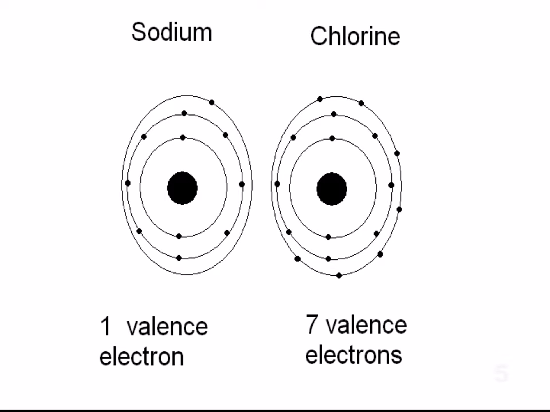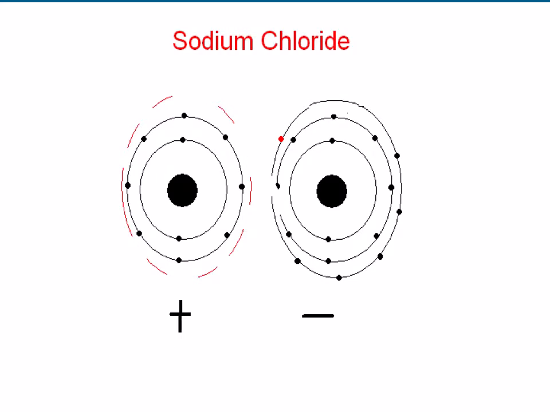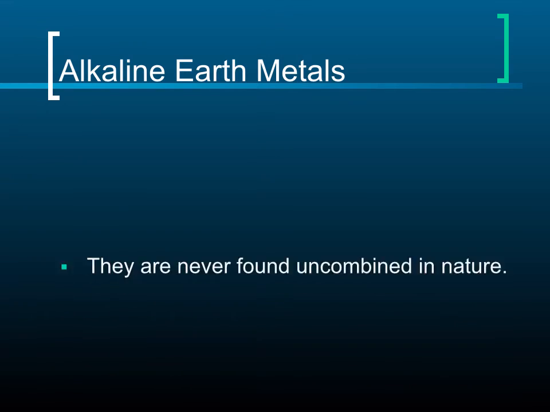So for an example, sodium has 1 valence electron. So on the third shell, there's only 1 electron here. Chlorine has 1, 2, 3, 4, 5, 6, 7. So chlorine needs 1 to get to 8, and sodium needs to lose 1 to have a full shell on ring 2. So sodium is going to lose 1 electron, and chlorine is going to gain it here. Now sodium loses this whole shell, and chlorine has a full shell.